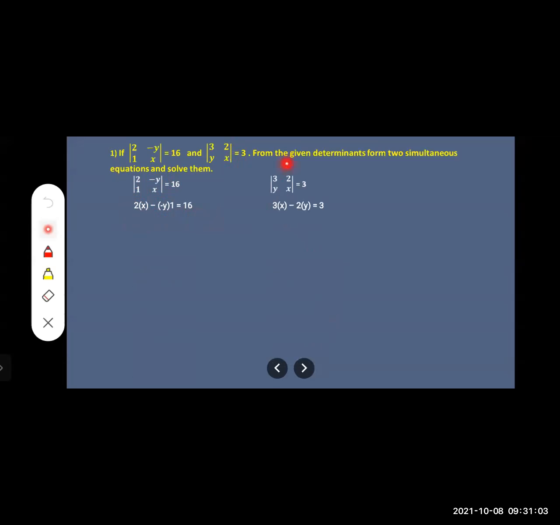The same way, here also we can do 3 into x. Here you write minus 2 into y, right over here, equal to 3. Okay. Now, what will be the next step? 2 into x, 2x. Minus into minus becomes plus y, ones are y, equal to 16. Is it clear, children? And then 3 into x, 3x minus 2 into y, 2y equal to 3, I have written.